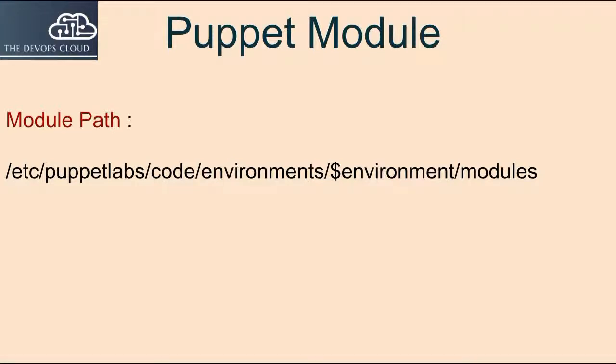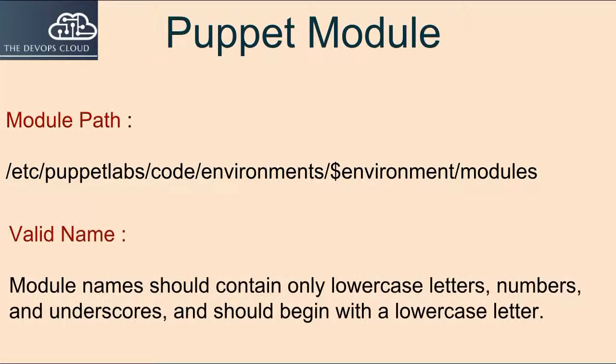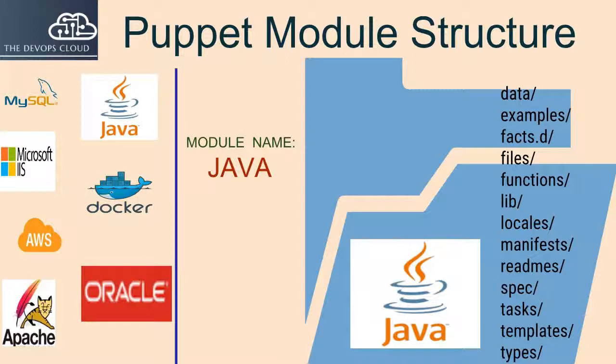Module names should contain only lowercase letters, numbers, and underscores, and should begin with a lowercase letter. Modules have a specific directory structure that allows Puppet to find and load classes, defined types, facts, custom types and providers, functions, and tasks. Each module subdirectory has a specific function. Not all directories are required, but if used, they should be in the following structure.